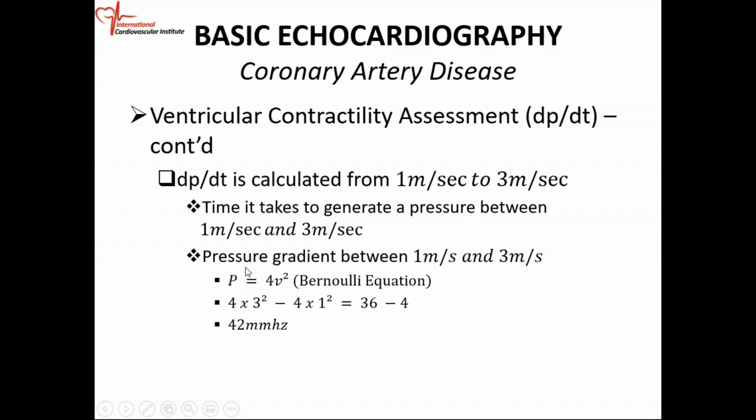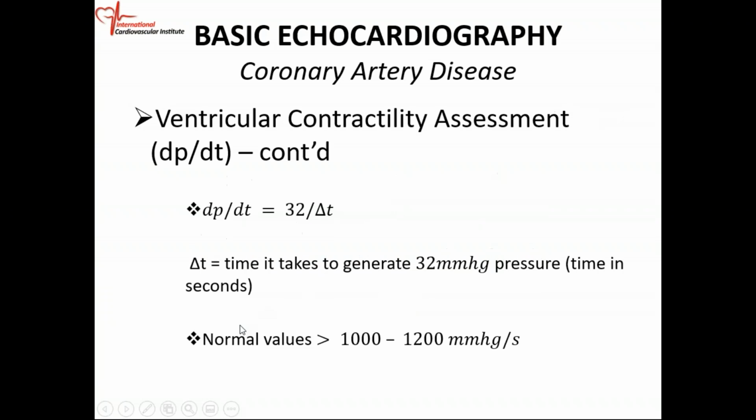So again, the gradient is equal to 4v squared, the modified Bernoulli equation. So the change in pressure would be 4 times 3 squared minus 4 times 1 squared, and you'll get 32 millimeters of mercury. What you need to get or calculate is the time it takes to generate this pressure.